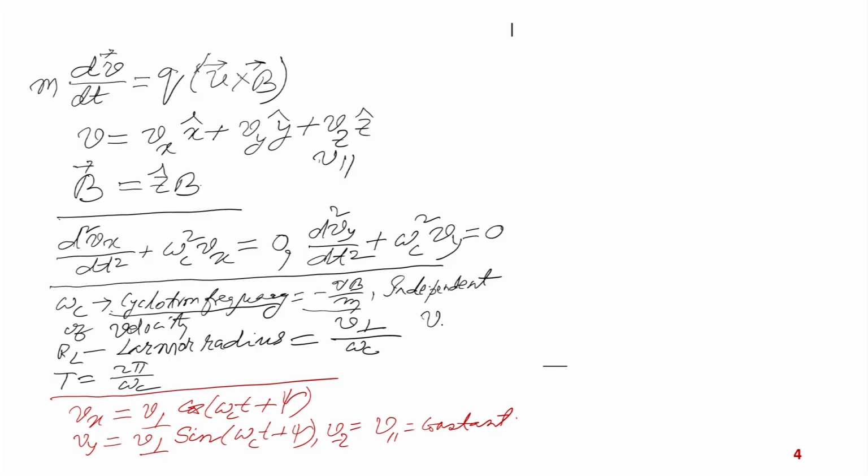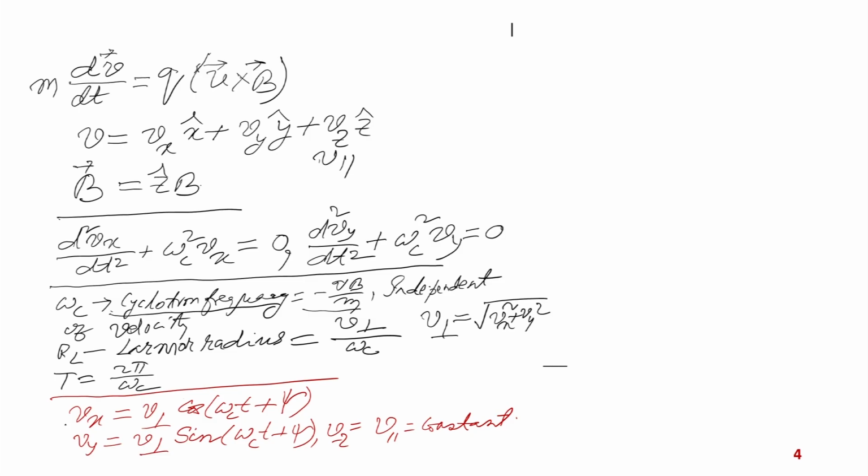Here the perpendicular component of the velocity is the square root of Vx square plus Vy square. In fact, this is the tangential velocity when the particle is gyrating in a circle, doing a circular motion. The period for one gyration is twice pi divided by the cyclotron frequency.